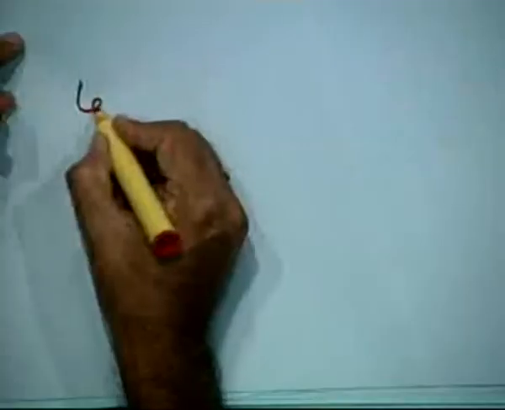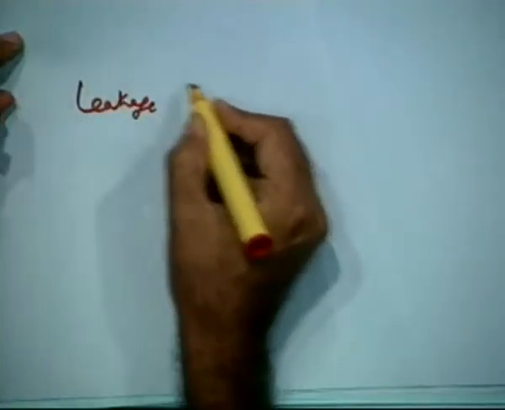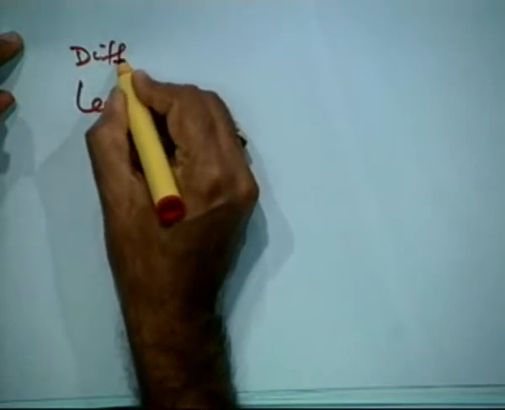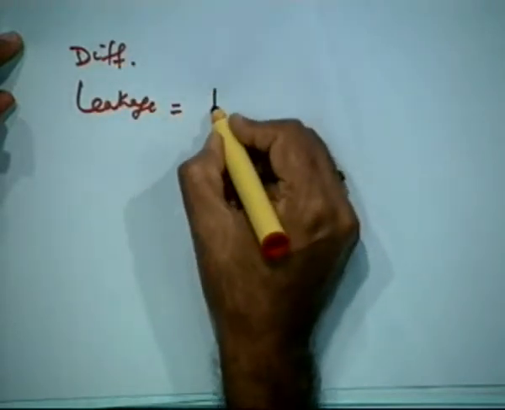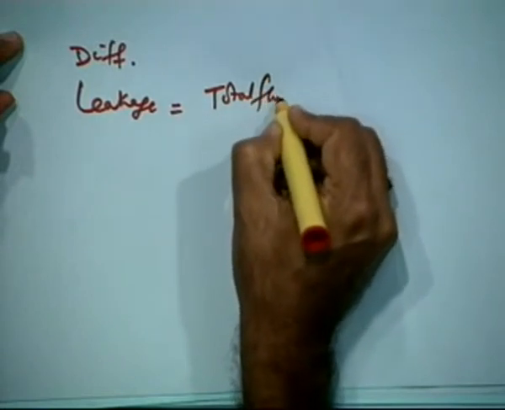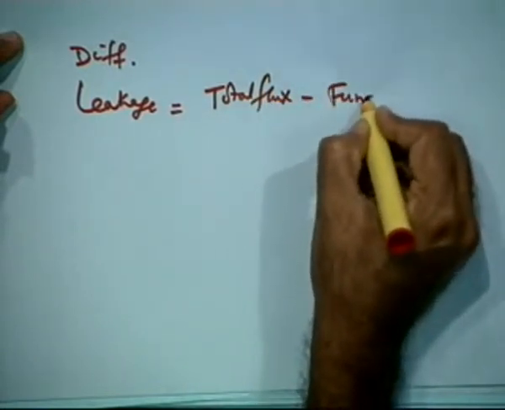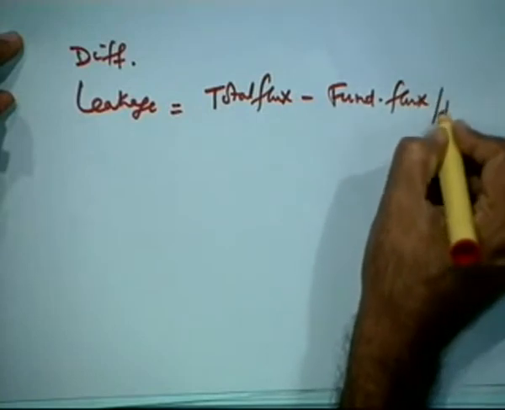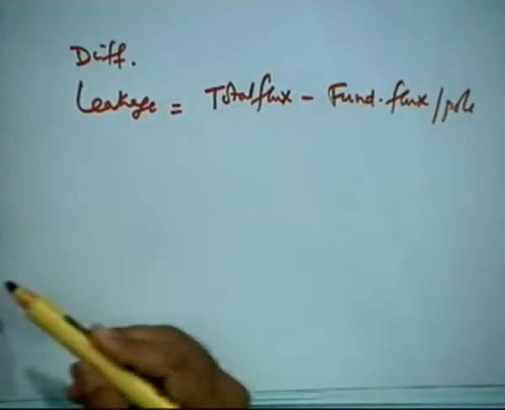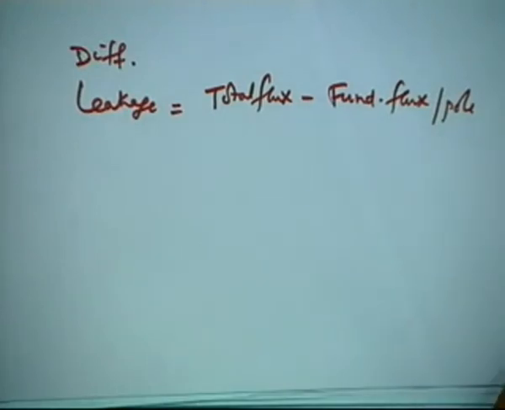So what people sometimes do is that harmonic leakage, or differential leakage as they call it, is the total flux minus the fundamental flux per pole. You know that all the harmonics are considered like that, okay. So you are taking this factor into account on the leakage fluxes, okay.